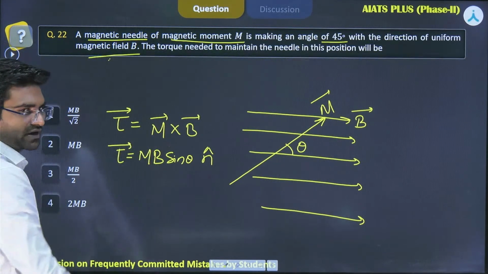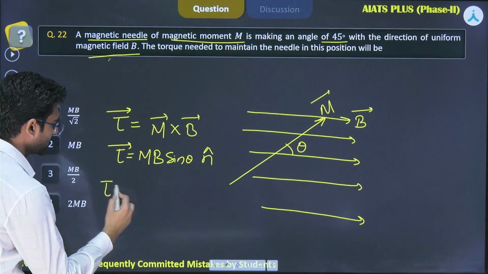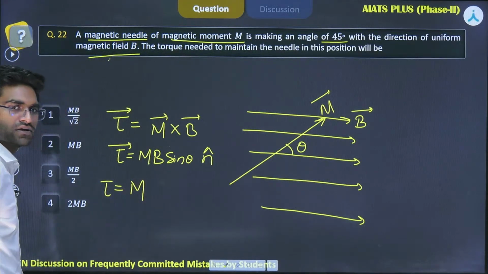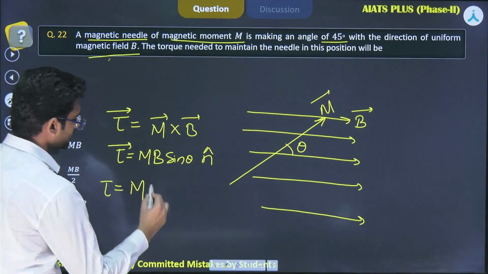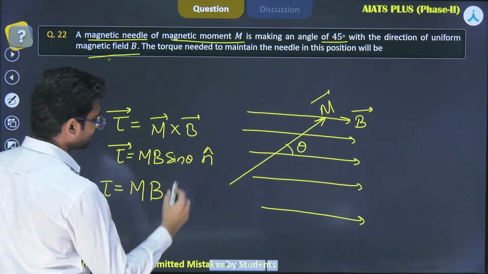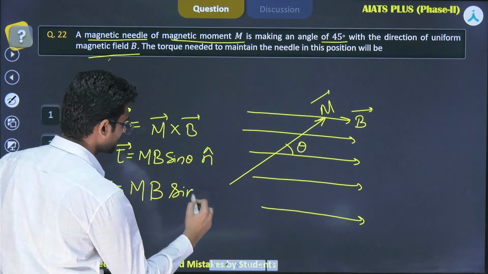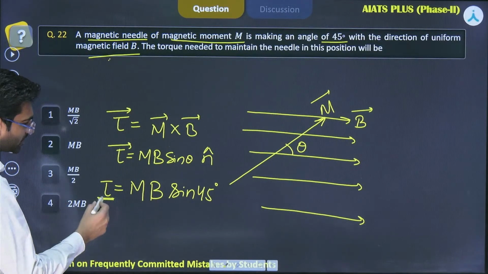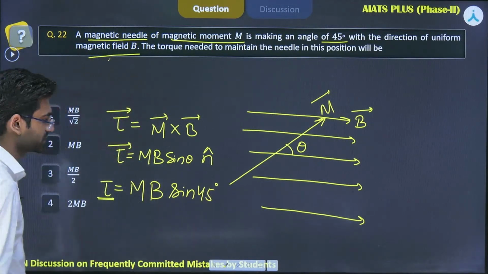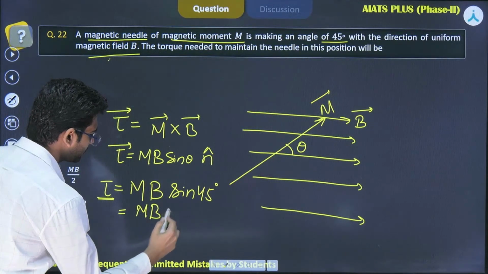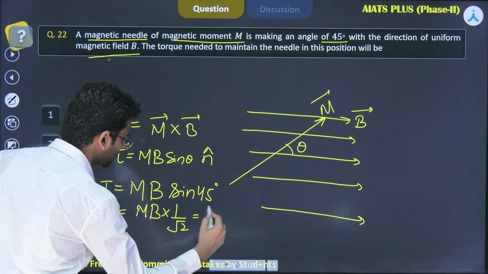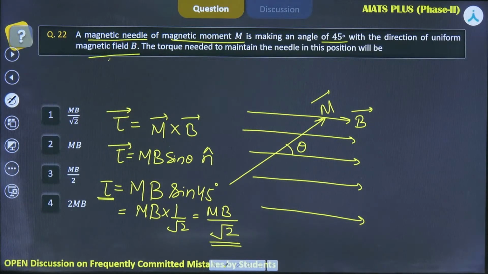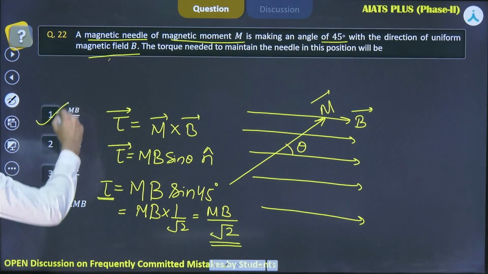Okay, we can find it very easily now, since we know that torque would be equal to M, which is already given in the form of M. The magnitude of B is B, and the angle between them is 45, so this will become sine 45 degree. Since I am talking about the magnitude here, I am not writing this n cap here. So this will become MB sine 45, that is equal to MB by root 2. Okay, so this is the answer, MB by root 2.